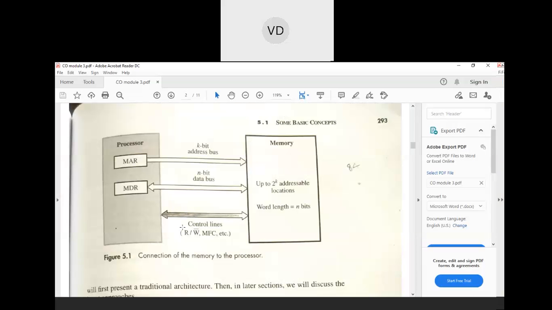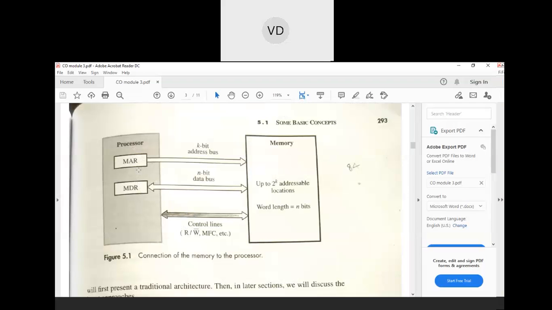In the basic concepts we have already studied this diagram here. What we are going to do is just refresh whatever we have studied. When we transfer data to read or write, two registers are involved, the MAR and the MDR register. What is the MAR register storing?